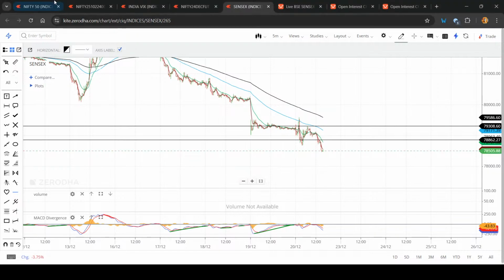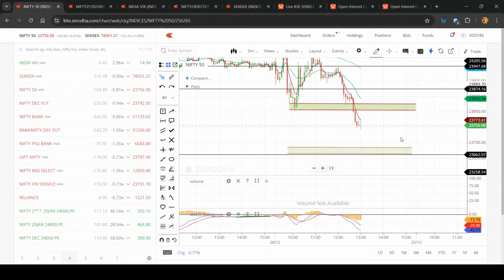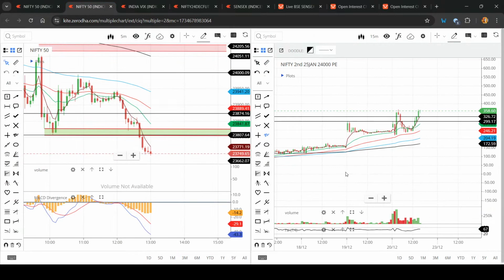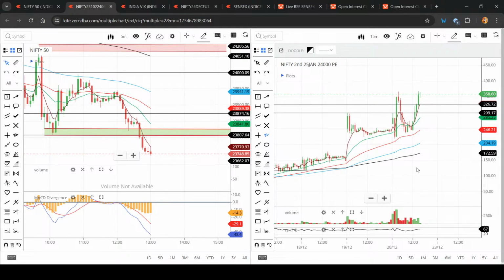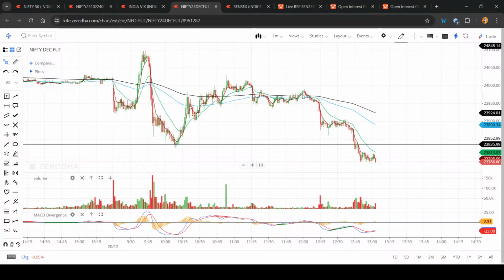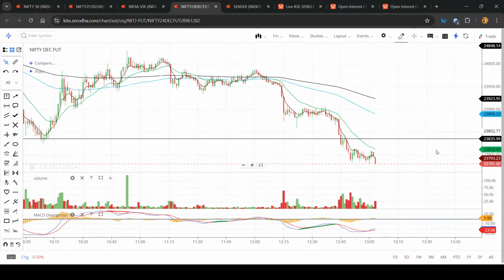All right, traders, at 750 markets are trying to take a little bit of support, but not that much, and it's trying to break 750 again. The premium is again increasing. If at all you are trading with us, you would have taken this trade at the level of 300, and it is at 360. VIX is up. Okay, another big volume.